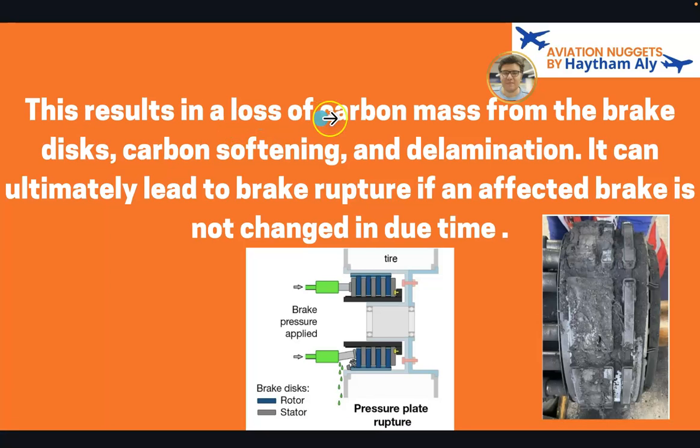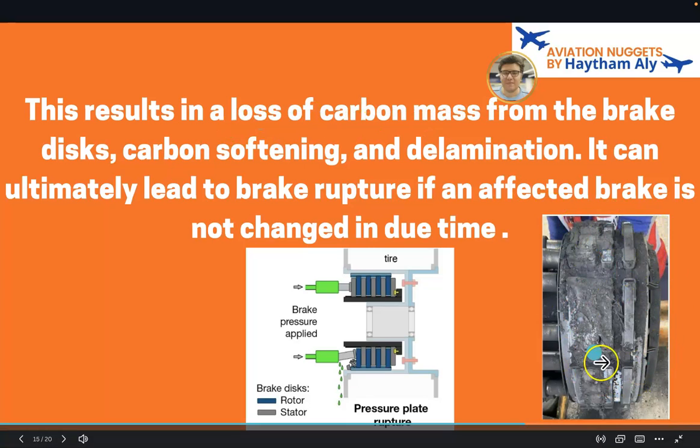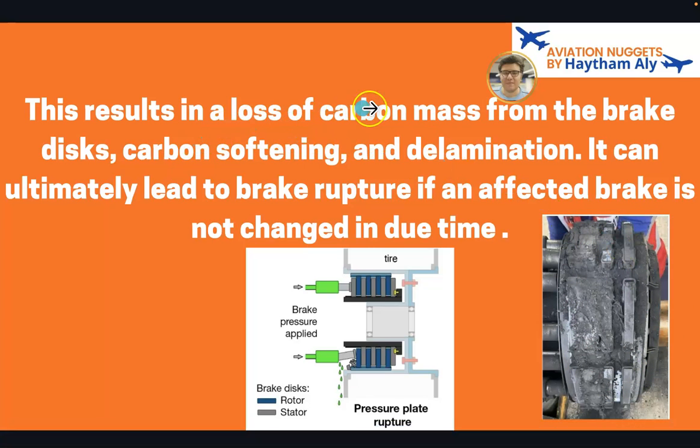So oxidation results in a loss of carbon mass. You see here the mass is heavily reduced. This results in a loss of carbon mass from the brake disc. Carbon softening, if you need to explain what is oxidation, carbon softening and the delamination, it can ultimately lead to brake rupture if an affected brake is not changed in due time.